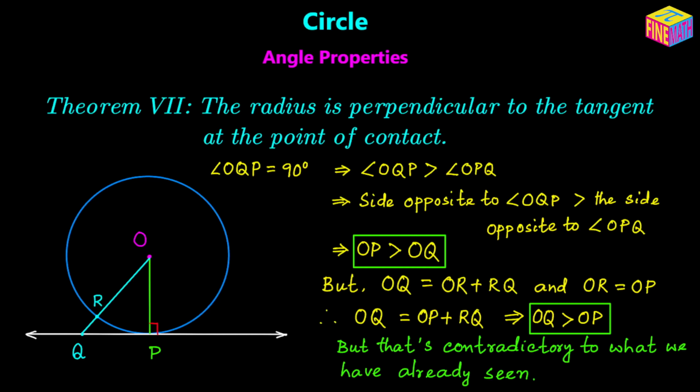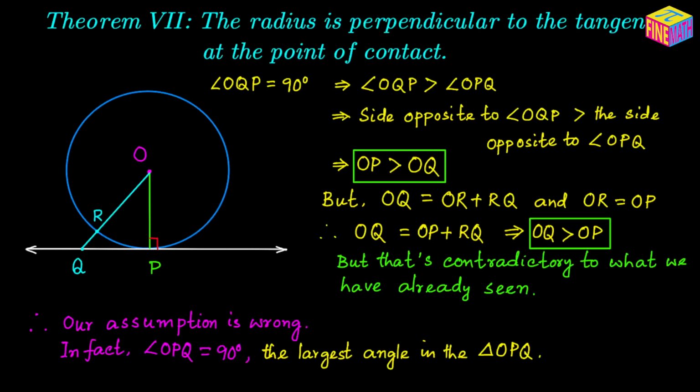And what was our assumption? Our assumption was that angle OPQ was not a right angle, and instead we drew another right angle, which is OQP. That was according to our assumption, but that assumption has been proved wrong. So from here what can we say? Since we have been able to prove that our assumption is wrong, we have to accept the fact that OPQ is actually the right angle.